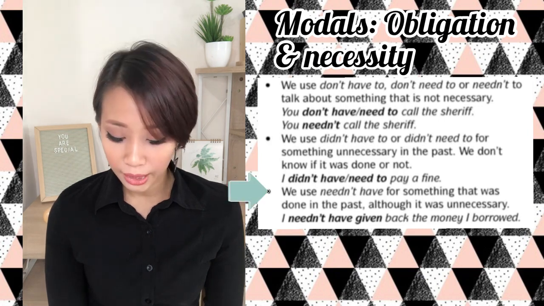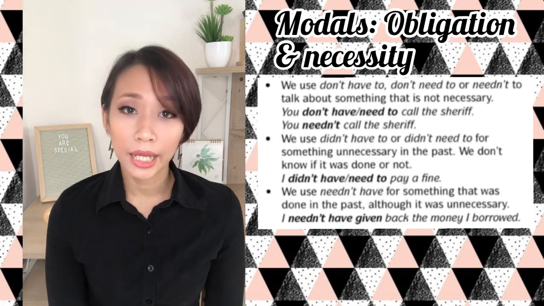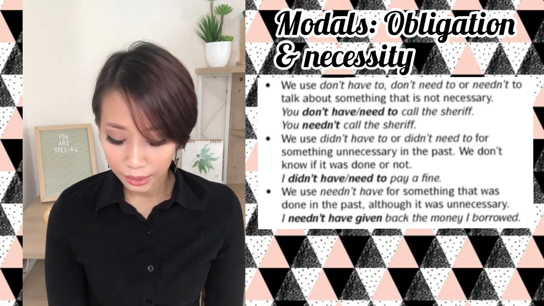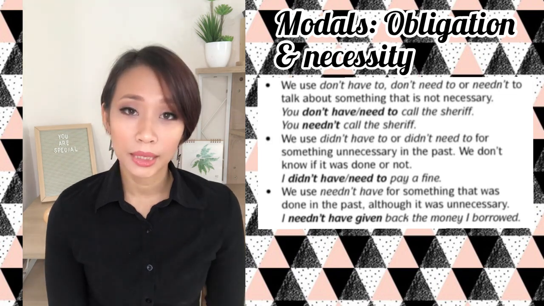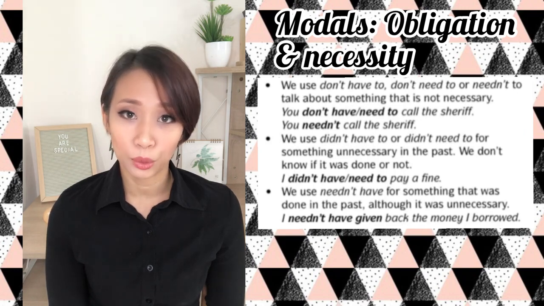We use needn't have for something that was done in the past, although it was unnecessary. Kita guna needn't have to untuk benda yang sudah berlaku di masa lalu, walaupun tidak perlu. For example, I needn't have given back the money I borrowed. Saya tidak perlu kembalikan duit yang saya pinjam. So maksudnya di sini, dia ada kasih balik tu duit, tapi sebenarnya memang tidak perlu.